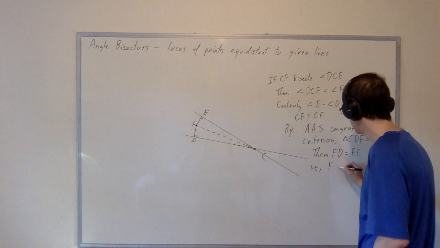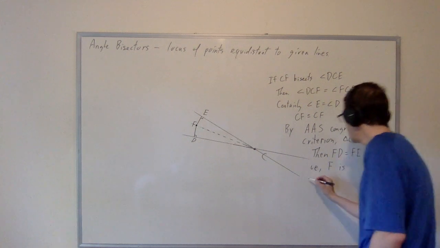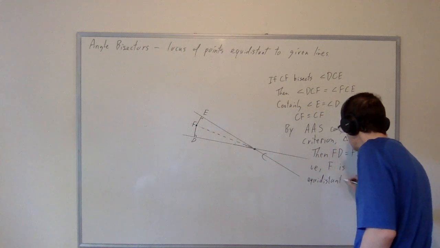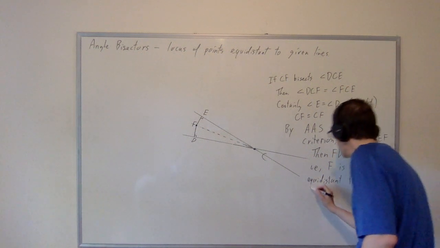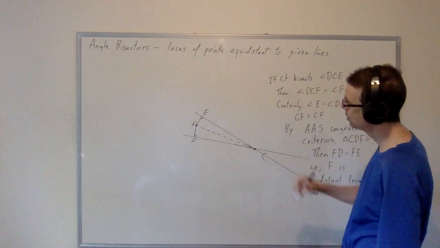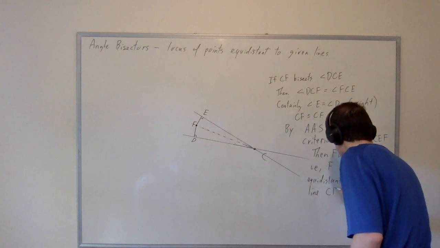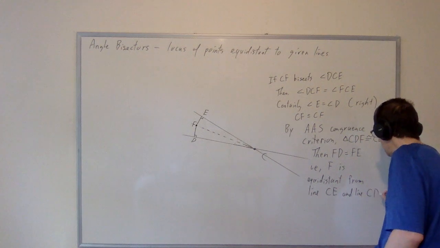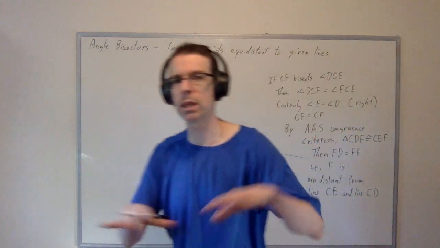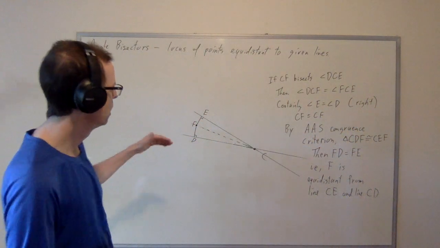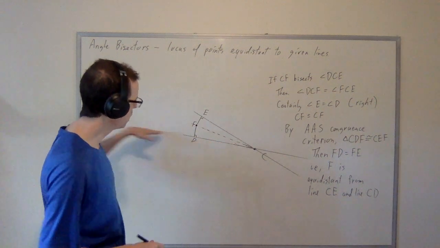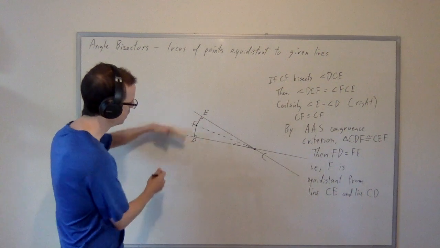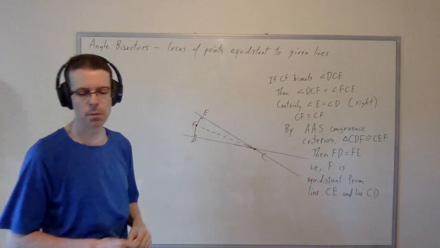So F is equidistant from line CE and line CD. And now I'm saying line CD, I really mean the entire line, not the segment, right? The distance between F and the line, the original line here, is going to be equal. F is equidistant from this line as this line.